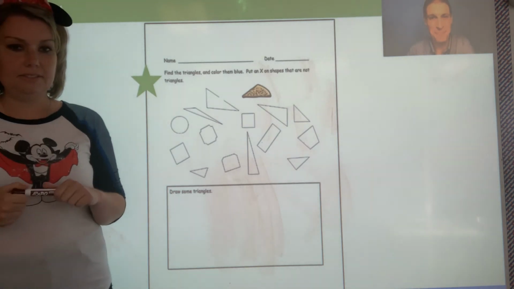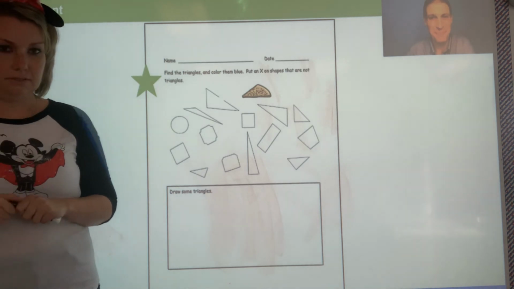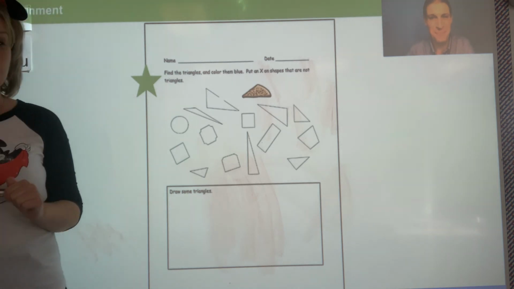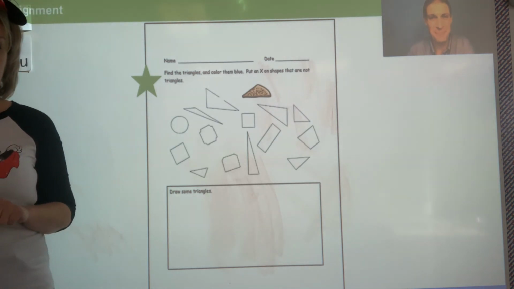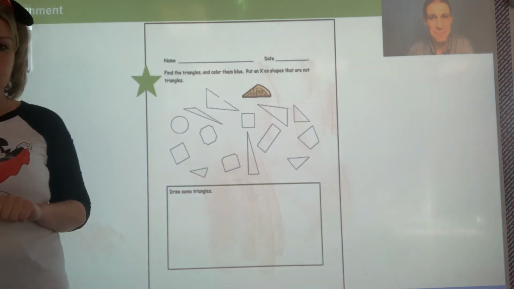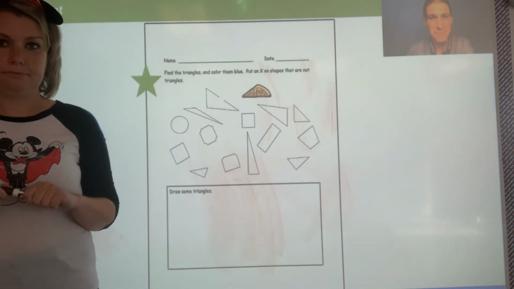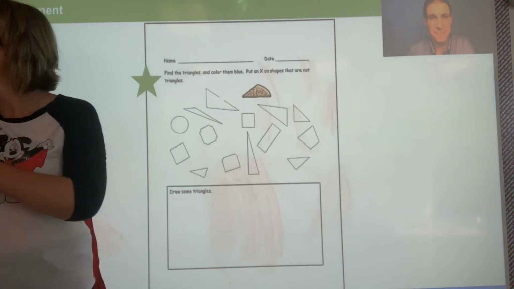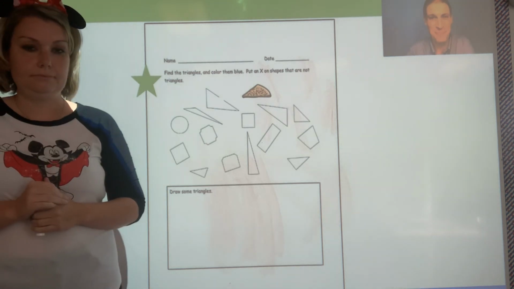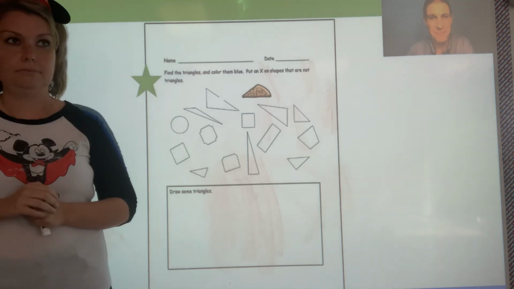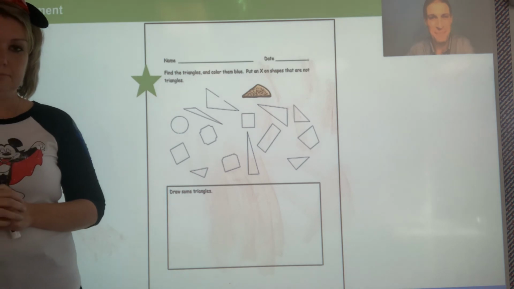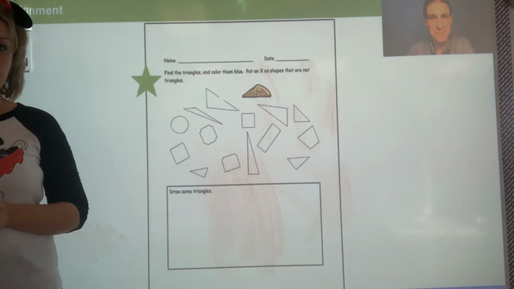Great job, Carolyn. I like how my friends are putting things away so they don't get lost. Alright, looks like my friends are getting ready.